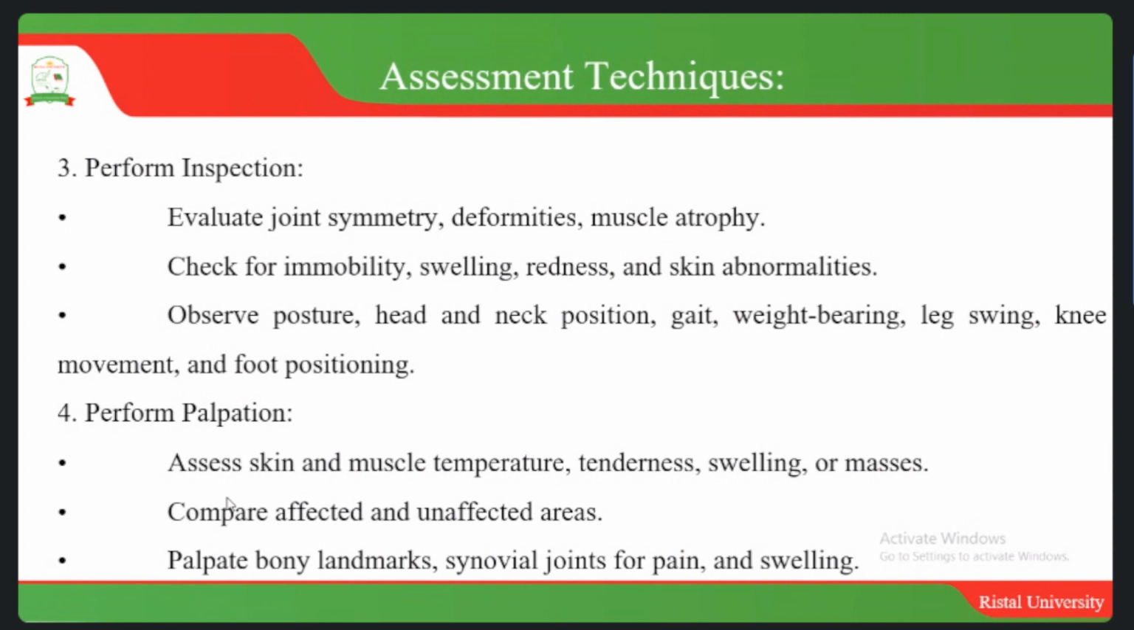Then the swelling or the masses, you may also palpate and you realize that there are masses that could be in the muscles of your patient. And then compare the affected and the unaffected area. If you see that the patient is complaining of the limp on the left hand side, then maybe you have to look at the right hand side.